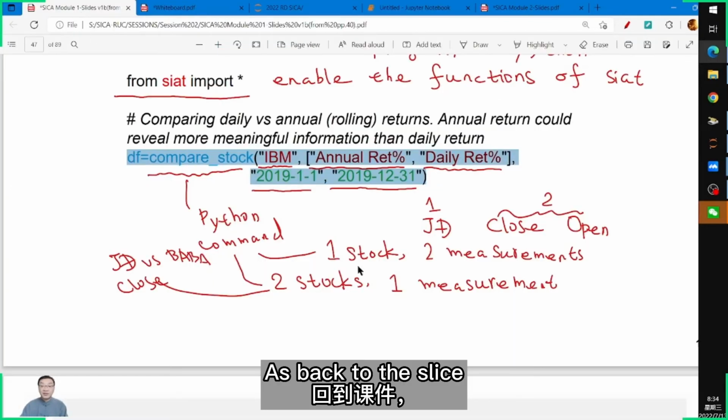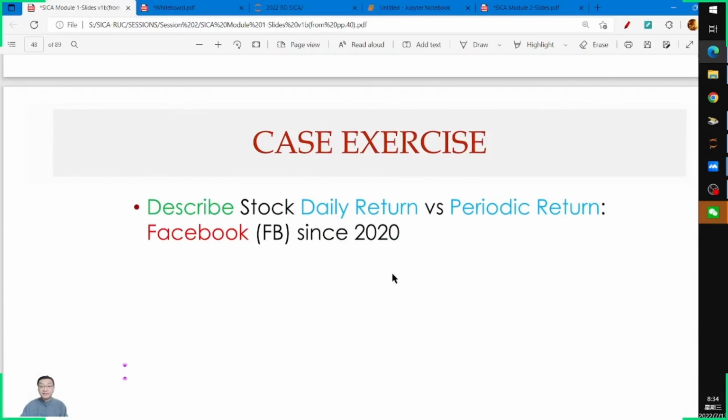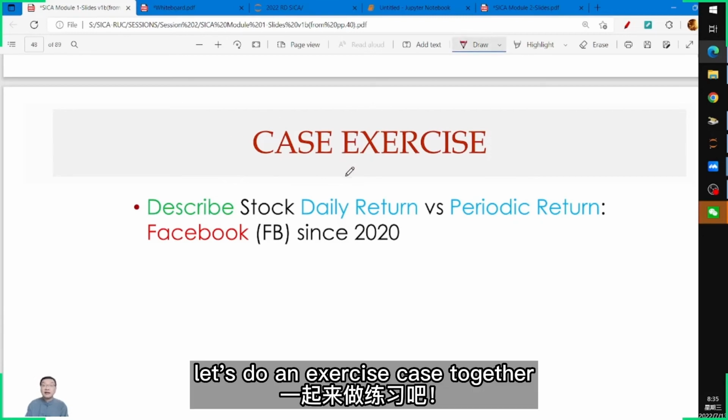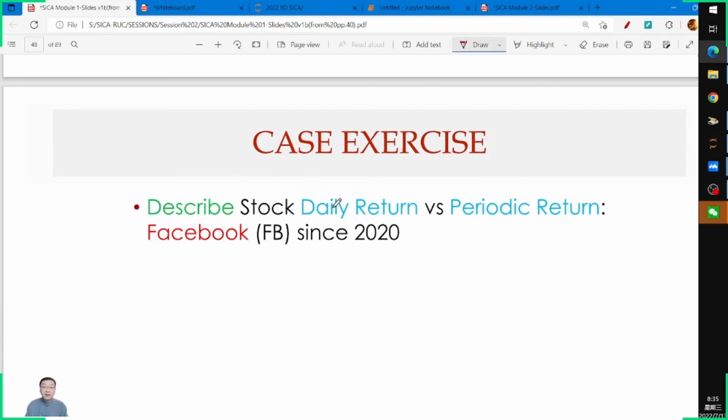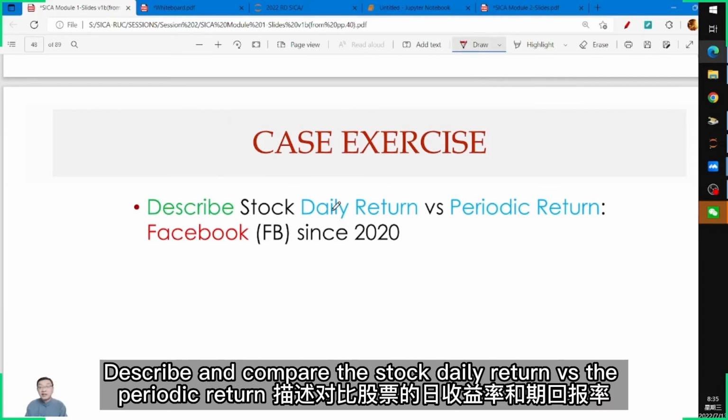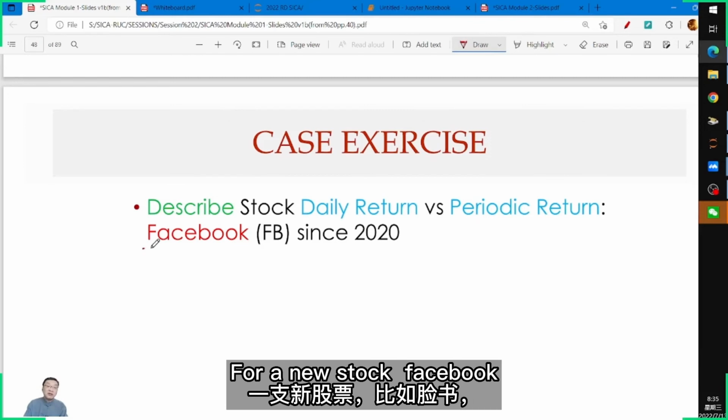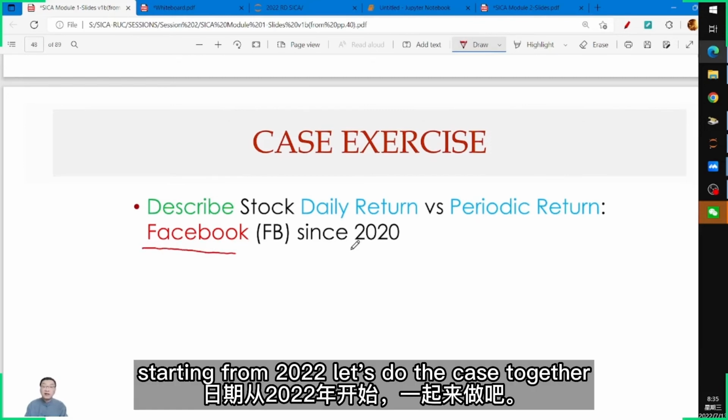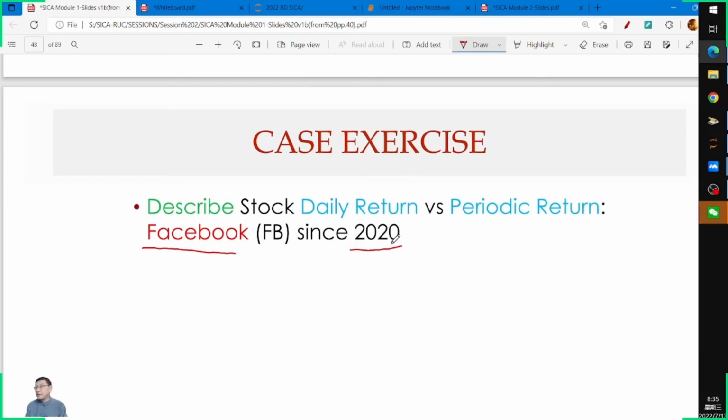Let's go back to the slides. Let's do an exercise case together. Describe and compare the stock daily return versus the periodic return for a new stock called Facebook, starting from 2020. Let's do the case together.